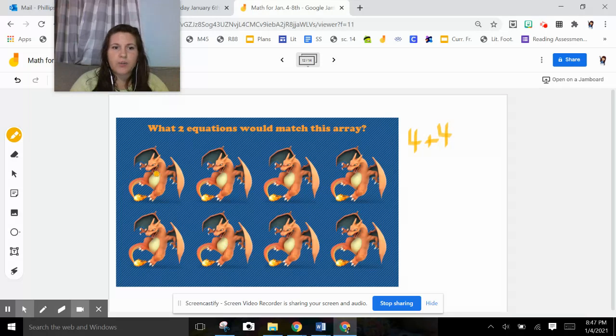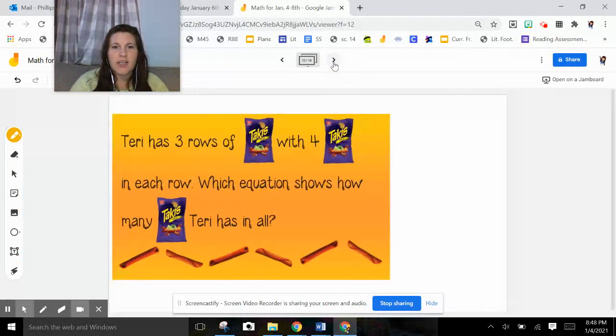Now let's do our second equation, which would be the columns, so going up and down. So it looks like we've got 2, and they all match. So that means we're going to have 2 plus 2 plus 2 plus 2. And since we're making an equation for the same array, the answer will be the same in both of them because we didn't take away any Charizards, we didn't add any Charizards. When we counted the 4 plus 4, or the 2 plus 2 plus 2 plus 2, there are 8 Charizards in here, so that's how you would make our equation. And you're going to see questions like this on your math work for today. All right, the next one.